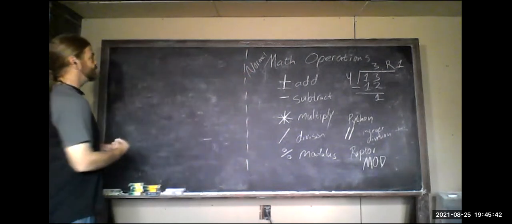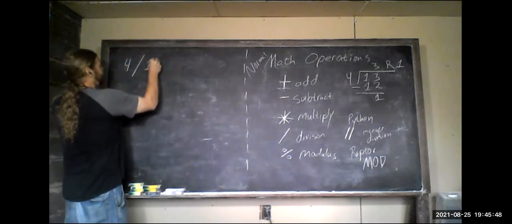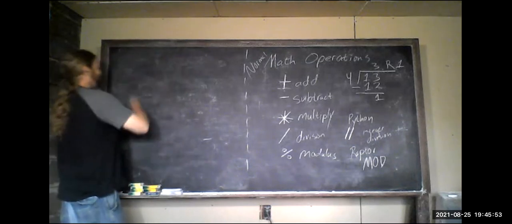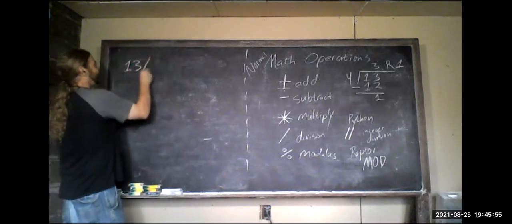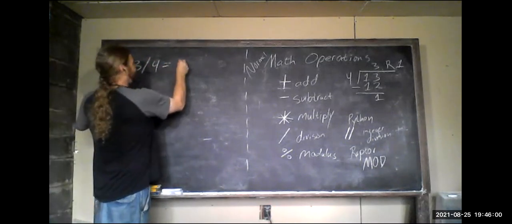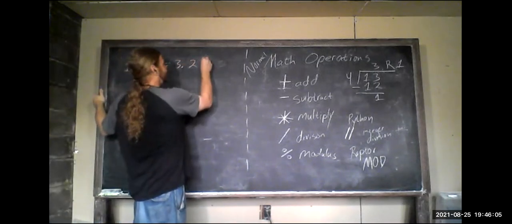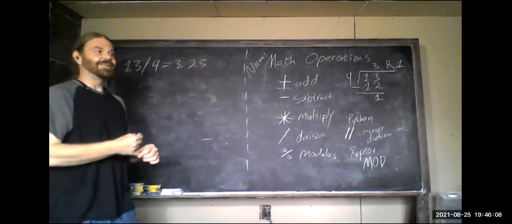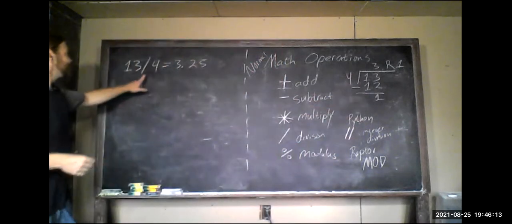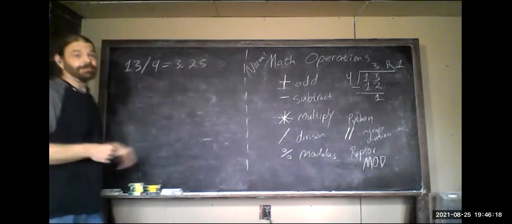But those divisions, so if we did 13 floating point division by 4, what do we get? 3.25? Is that right in my head? Yeah, 3.25, with the floating decimal point that floats back and forth to wherever we need it.